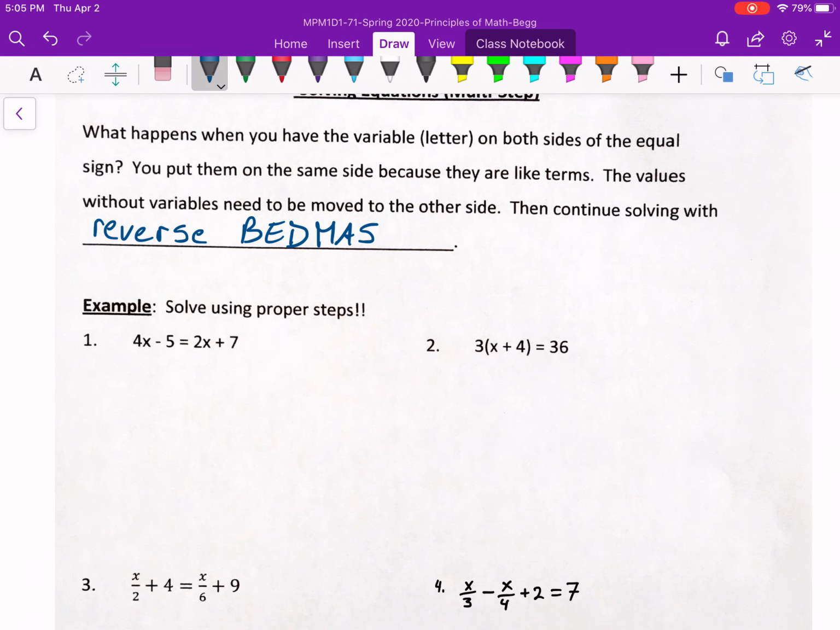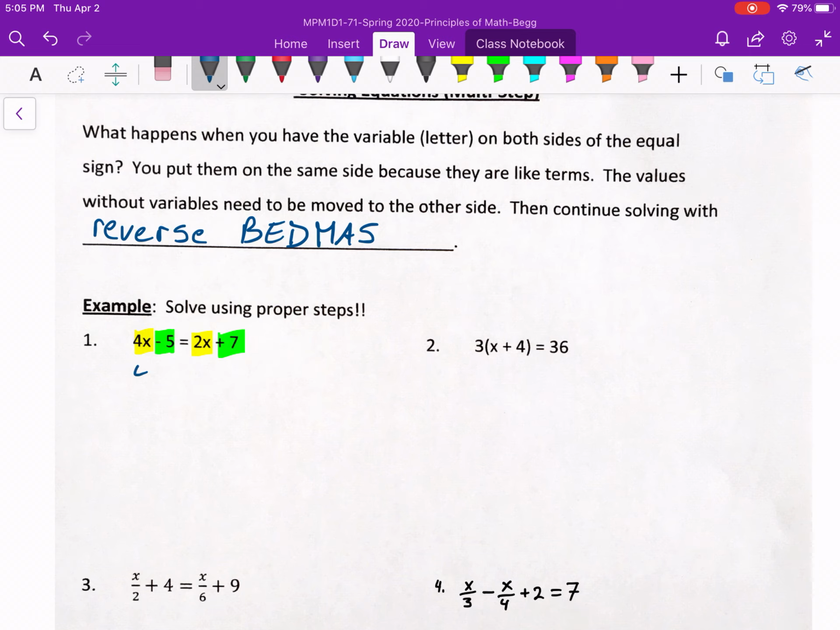All right, so for the first one, we've got two types of terms. We've got x terms, that's the 4x and the 2x. They're on opposite sides of the equal sign. And we've got constant terms. We've got the -5 and the +7. So we want to bring all the x terms to one side. I'll bring those to the left.